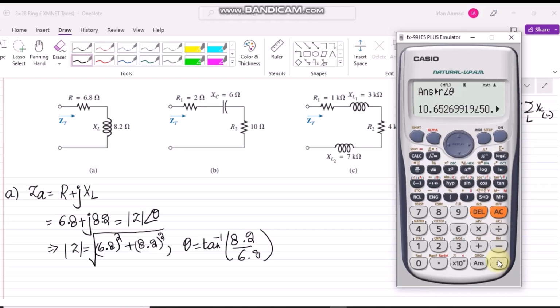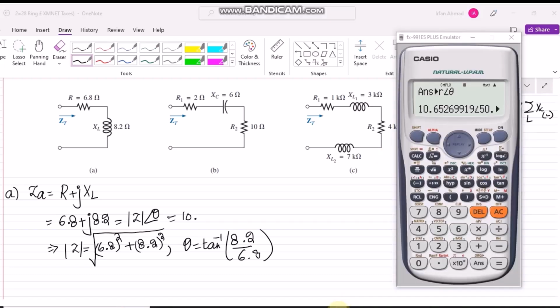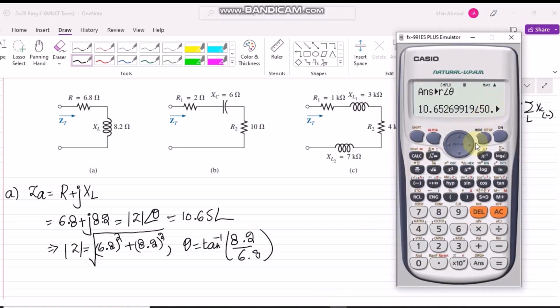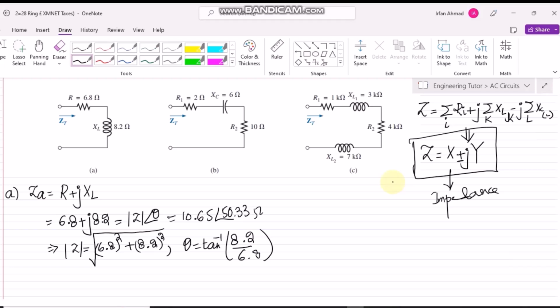So, now let me press this, and I will see that it will consist of the value here, which is basically, let me write here, 10.65, okay, with an angle of 50.33. So, that is basically in ohm. So, this is basically the answer where we have found out the value in the rectangular form and also in the polar form as well.